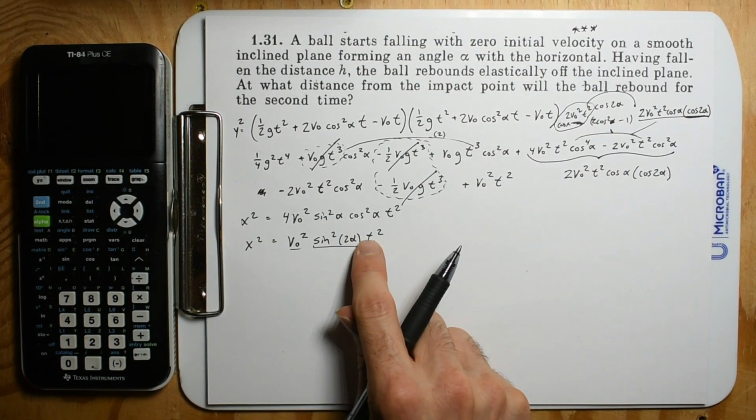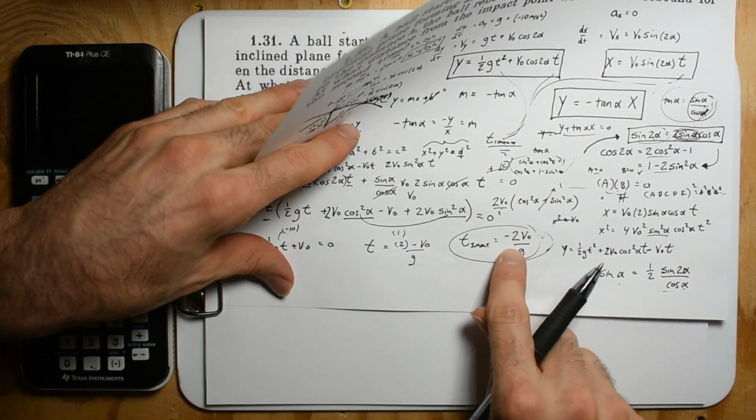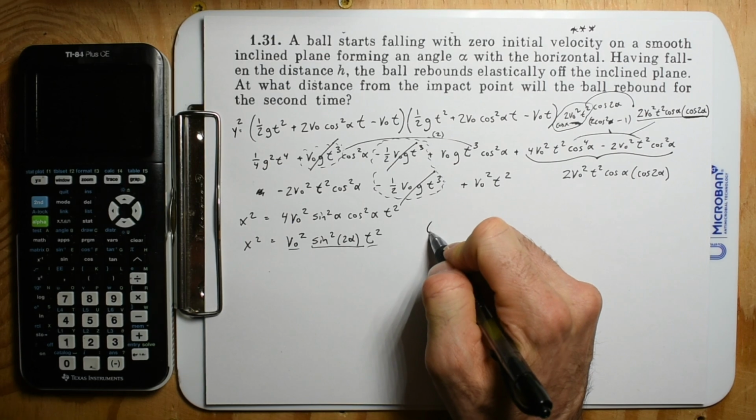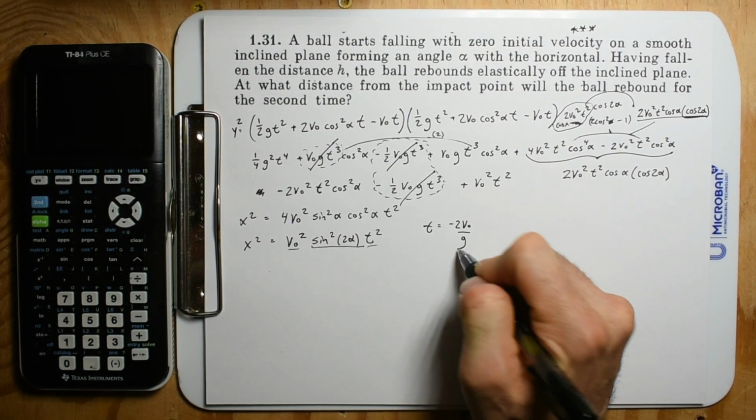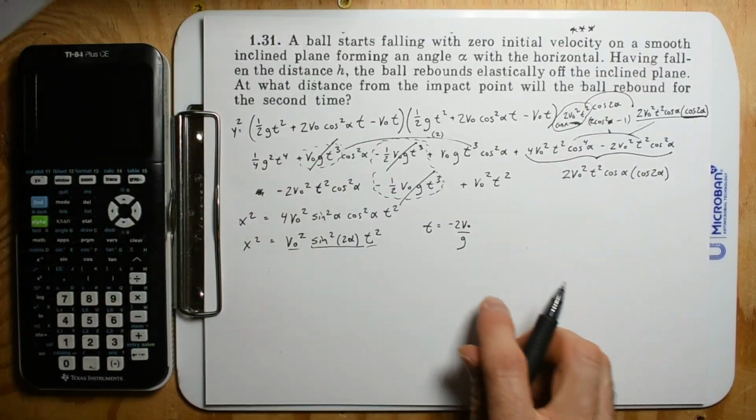So should I throw in? Well, yeah, let's do it. So this t impact is -2 v naught over g. So time is going to be -2 v naught divided by g. So I'm really glad I did that because it really simplified it.